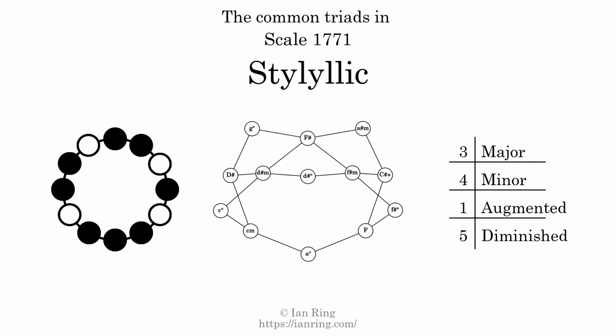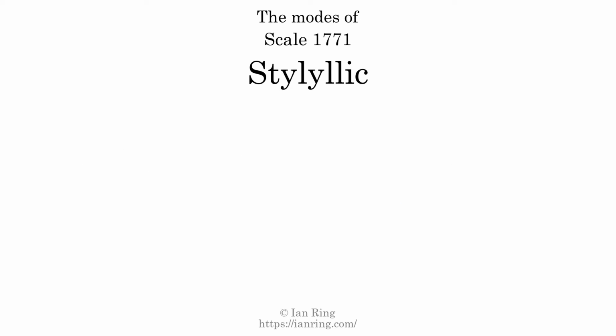Here is a Hamiltonian path of parsimonious voice leading that uses all the triads. This scale has 8 modes. The first mode is itself.